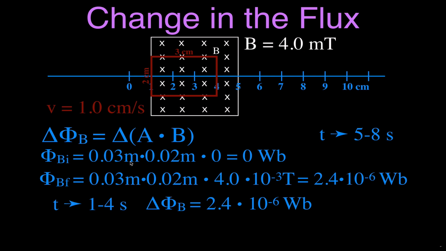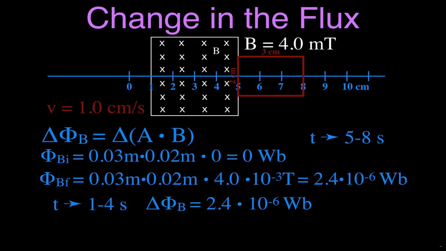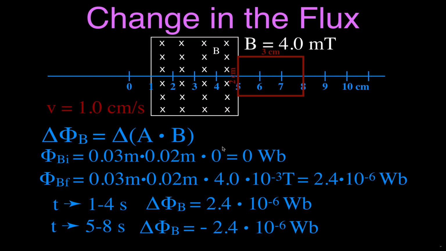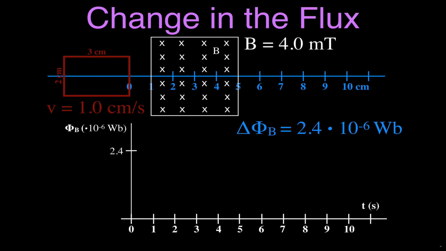Now we could go through and calculate the whole thing again, but we don't really have to, because when it moves out, it's basically doing the same thing, but it's decreasing. The same time interval, the same size coil, the same magnetic field strength. So now the change is just minus, because the final is now 0 and the initial is this, so it is minus 2.4 times 10 to the minus 6 Webers. Does that make sense? That's the change in the magnetic flux for those two time intervals, which are 3 seconds long. Now we're going to make a graph.